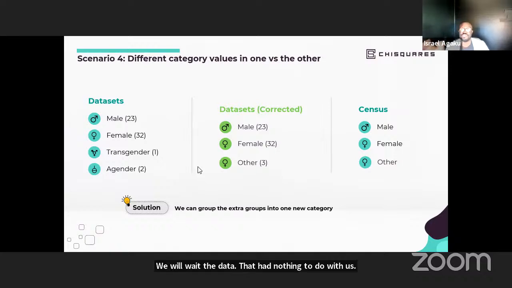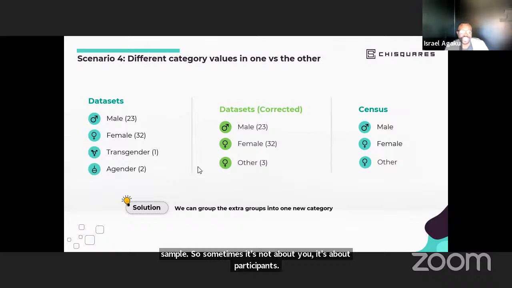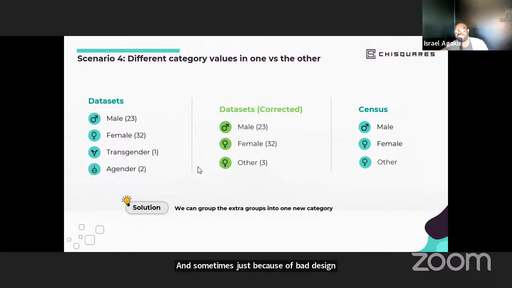Now, sometimes despite the best design you do, participants may still not respond. So let's say you did a random sample and you administered your survey, and all the people of a particular demographic, or some groups, just refuse to answer your question for whatever reason. You will still end up with a biased sample. So sometimes it's not about you, it's about the participants. And sometimes it's just because of bad design, obviously. But you have very little control over how people are going to respond to you. In fact, you have no control.